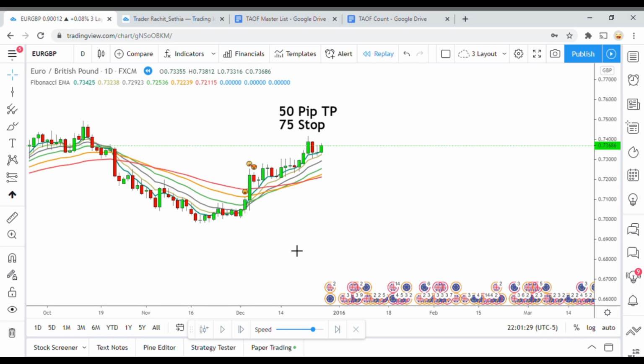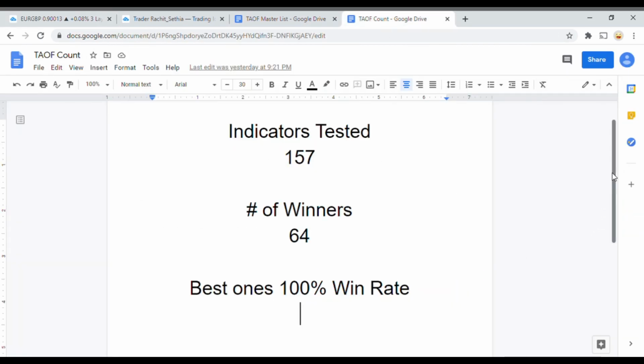All right, as I said, today we will be testing the Fibonacci EMA indicator. But before we do, I wanted to put the indicator scoreboard up for everyone to see. So, to date, we have tested 157 indicators, and out of those 157 indicators, 64 of them have been winners, which means that they have met or exceeded the 60% win-loss ratio threshold that we have set for them.